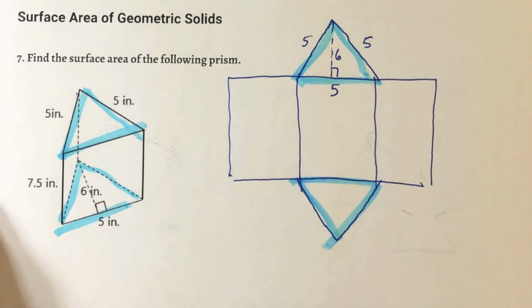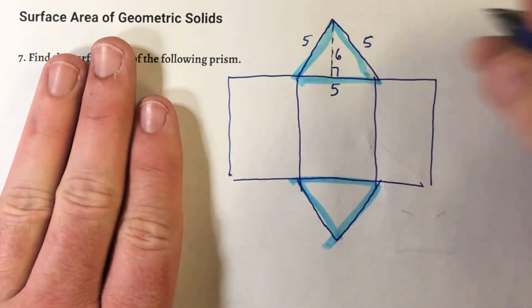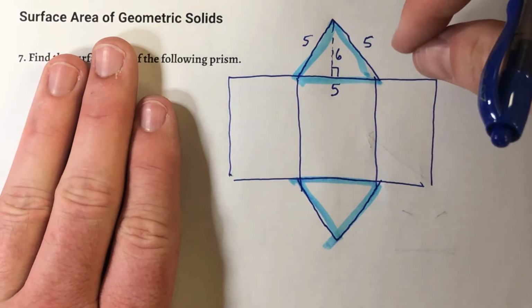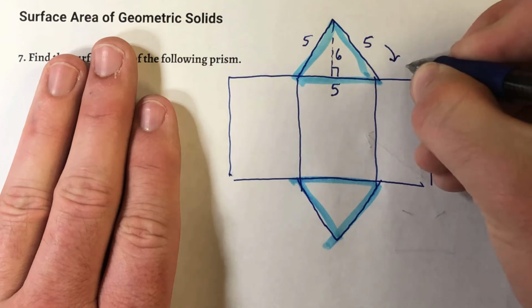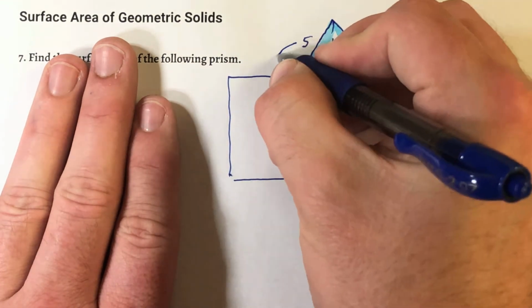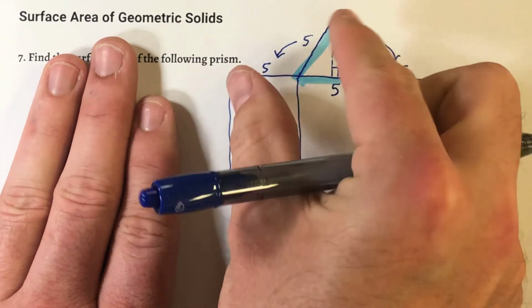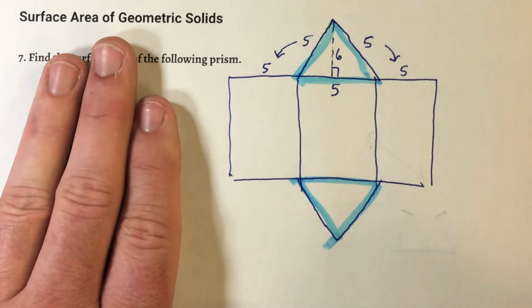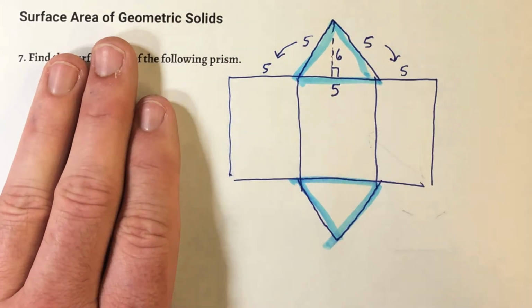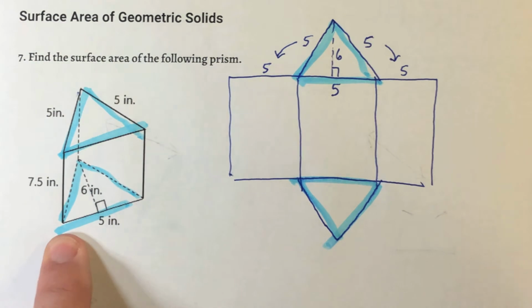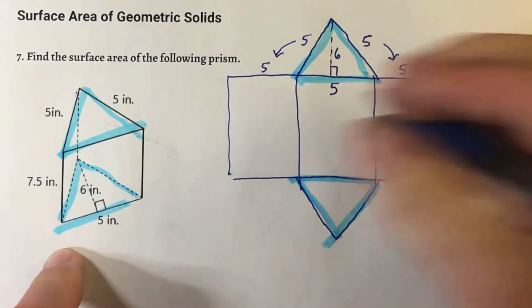Next, these rectangles. Those two pieces are going to close in, so that means this side has to be 5, and that side has to be 5, because that's going to close in. Notice all rectangles, 5, 5, and 5. All right, what's the distance between the two triangles? 7.5.